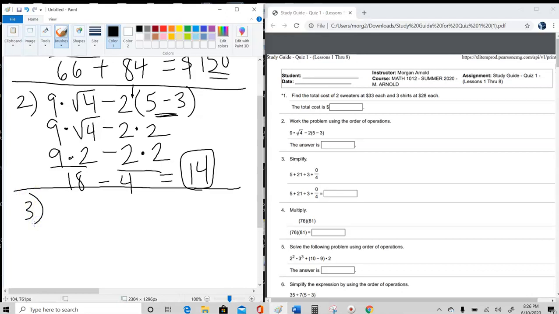Question 3 is another order of operations problem. And the 0 divided by 4 is 0, so that disappears. And we're left with addition and division. Division is higher than addition on your order of operations scale. So we do 21 divided by 3 first. And that's 7. Final answer is 12.